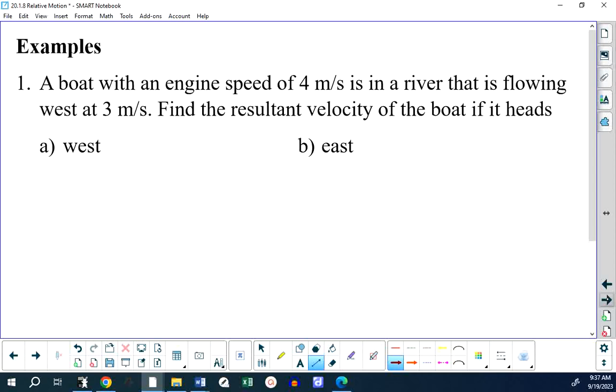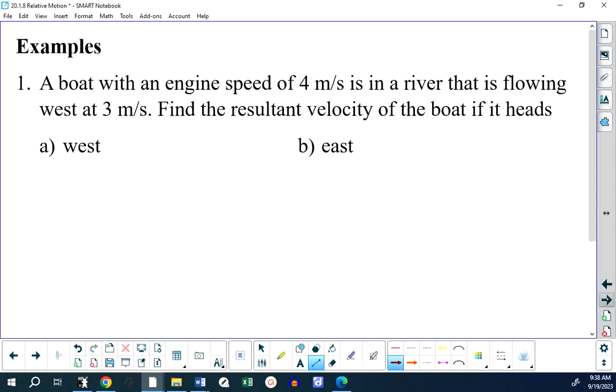A boat with an engine speed of 4 meters per second. This is what I'm going to call the speed of a boat if it were in still water. So if I throttle this boat to this throttling speed and I'm on a lake, the water isn't moving, I will move through the water at 4 meters per second. I will always call that the engine speed. I don't like to call it the boat speed because the speed of the boat depends on the engine speed and how fast the river is moving.